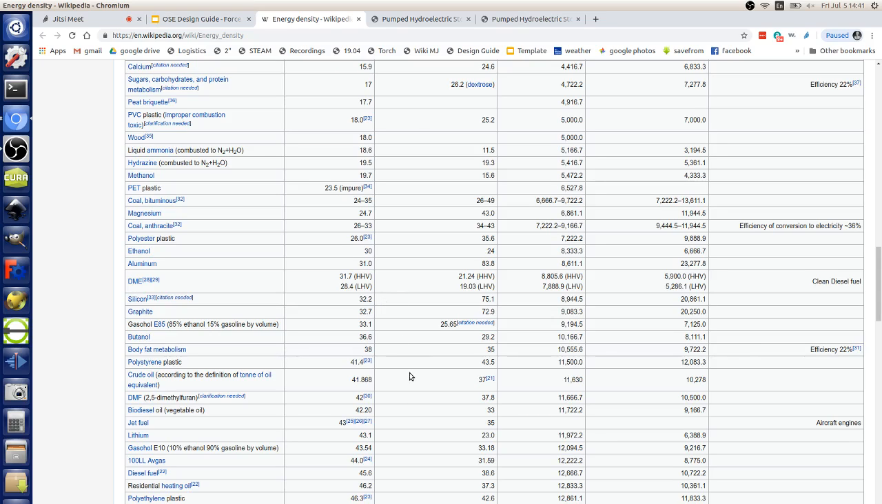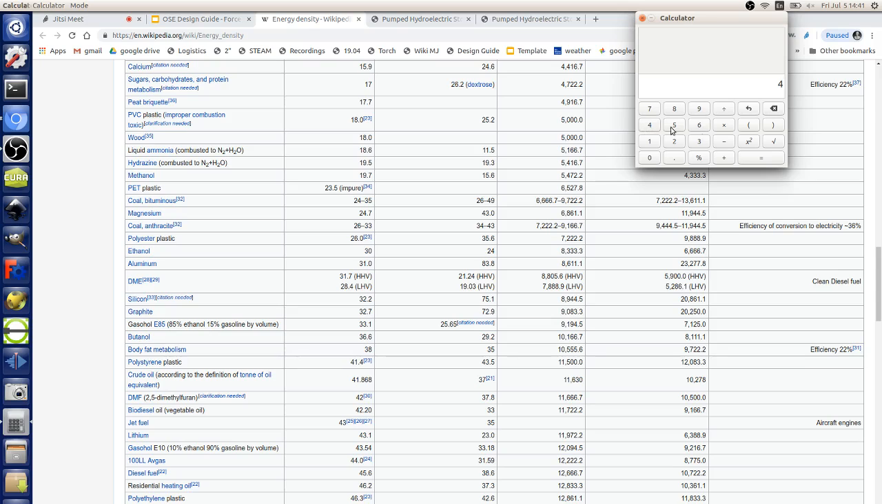So we've got about 43, do that in a calculator. You get 43 million, let's say 40 million, 40 with 6 zeros, divided by 3,600, which is 60 minutes times 60, the number of seconds in an hour. So for 1 hour, out of a kilogram of diesel fuel, you can get 11,000 watts, so 11 kilowatts. That's a lot of energy. A lot of it.